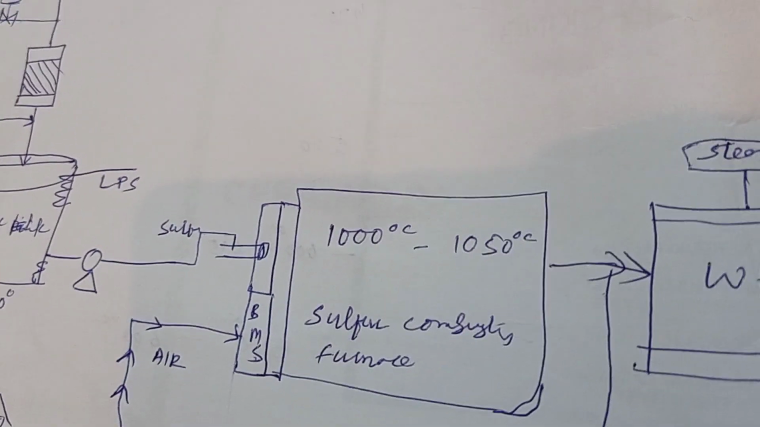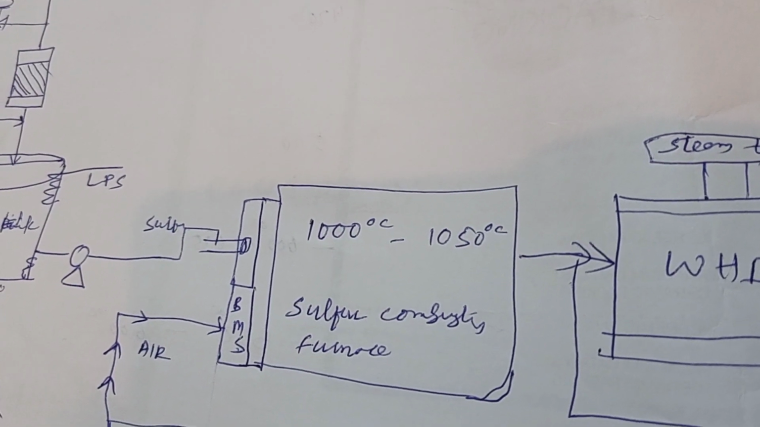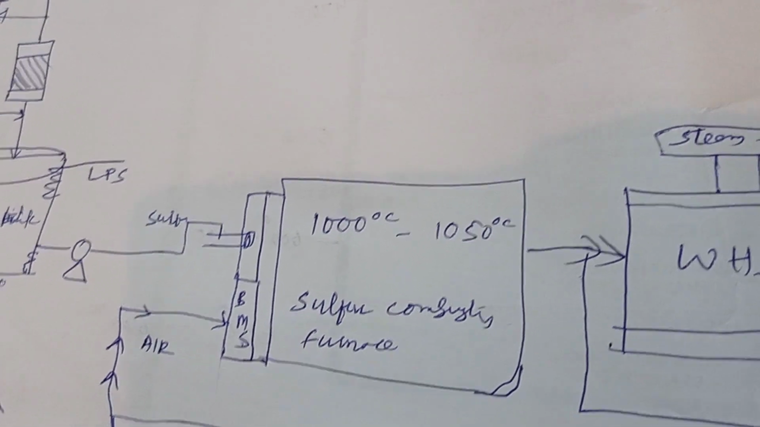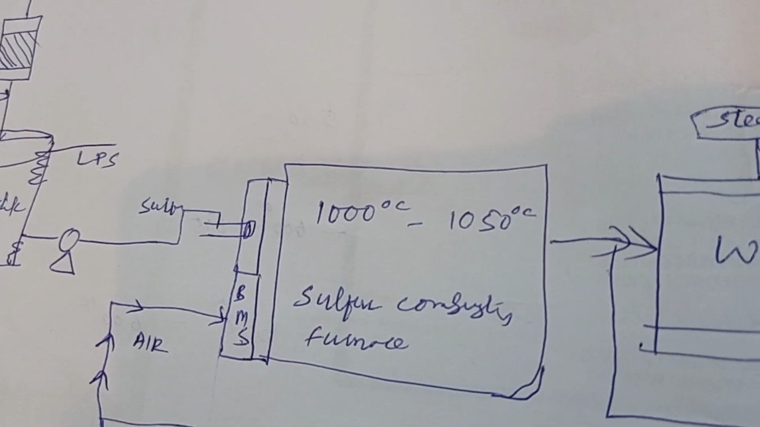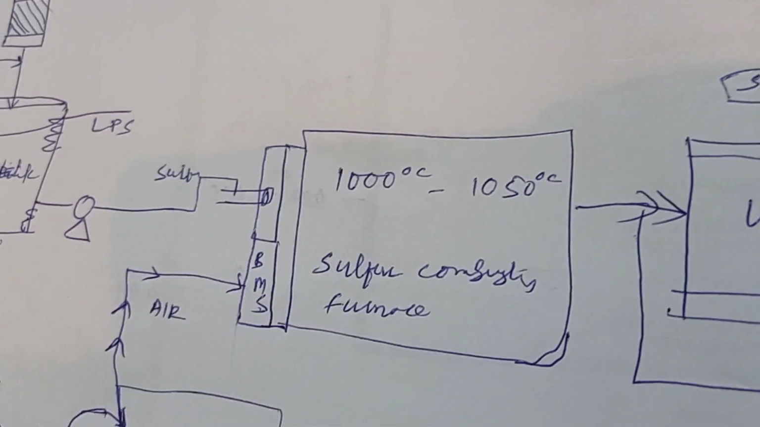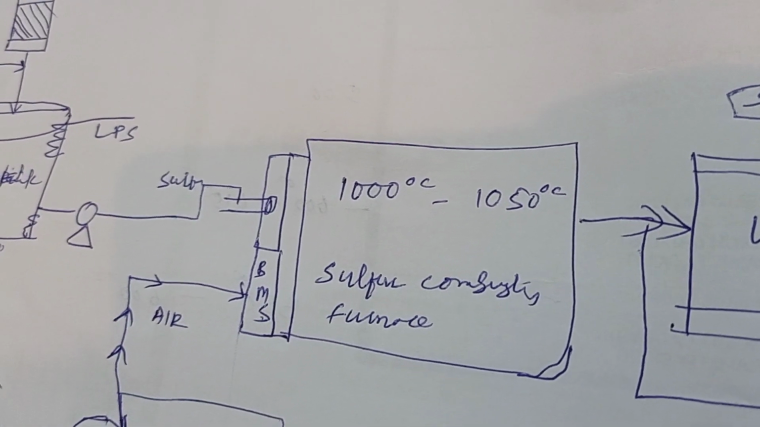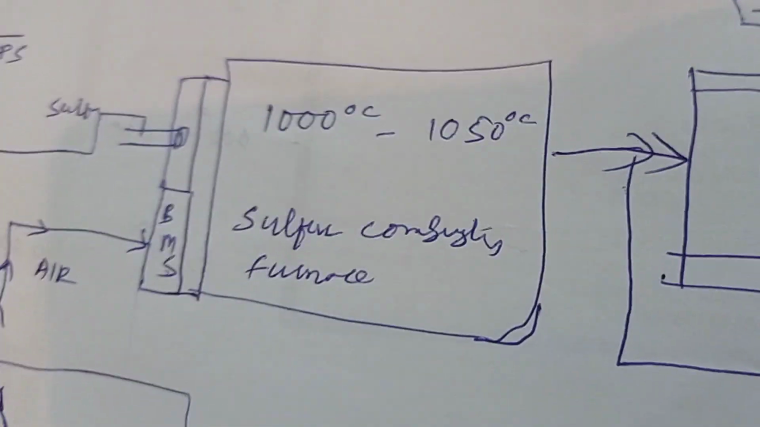So this is how we maintain furnace temperature. We should maintain the furnace temperature at about 1000 to 1050 degrees. And you know that when sulfur reacts with oxygen, heat is released. So that is why this furnace temperature is maintained, because of combustion.